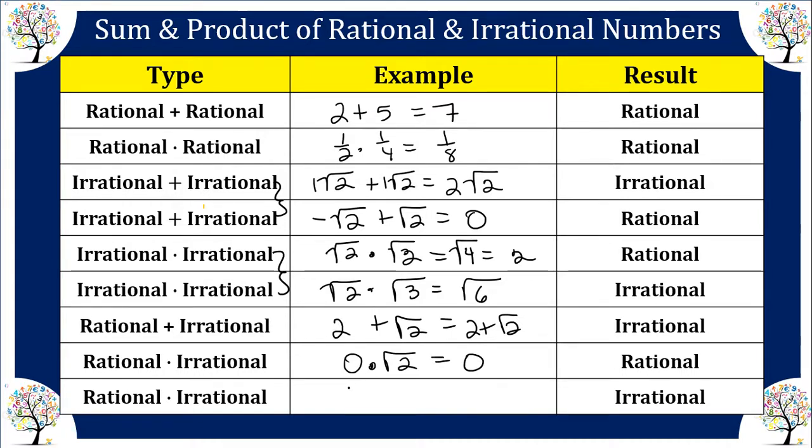Now let's do rational. So let's just do 1 times the square root of 2, and we get the square root of 2. So here's another pair that could be either outcome.